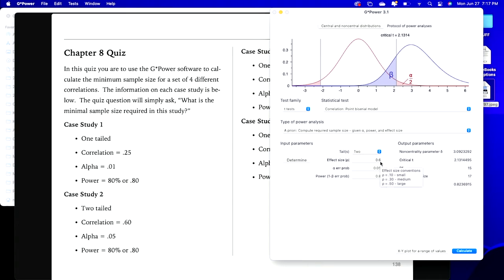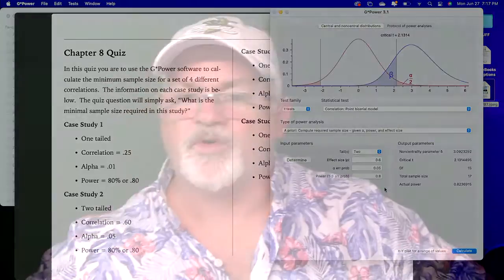0.6 is a very high effect size. That's a 60% change, kind of. You can look at that. So I only need 17 people in my study. So you'd be playing around with this tool in order to determine sample size in your study. That's the special assignment.